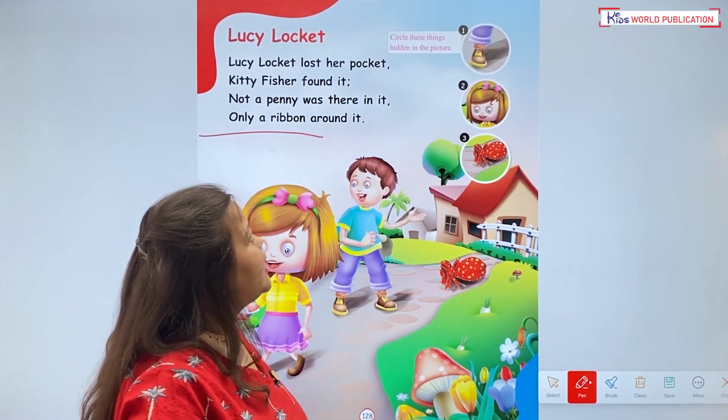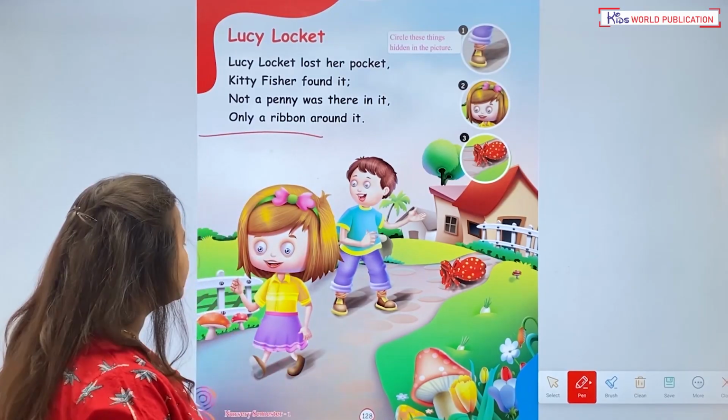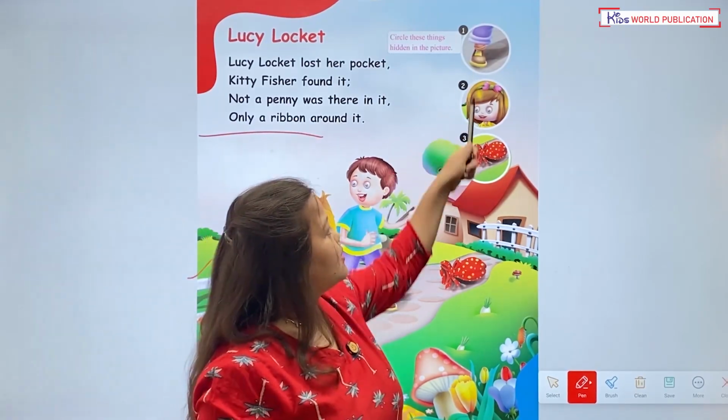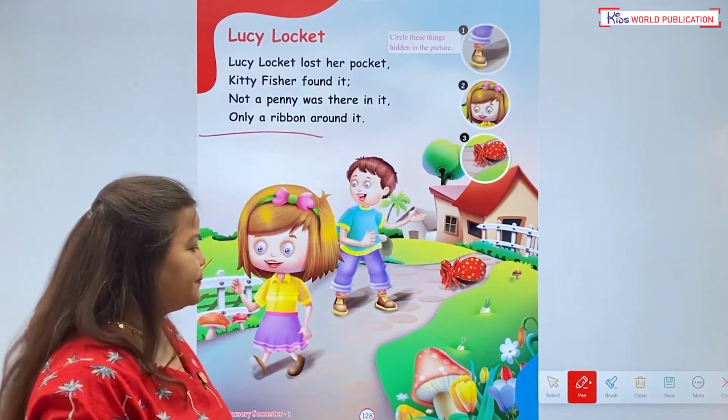Circle these things hidden in the picture. So kids, you will see this picture carefully and then circle the hidden things in the picture.